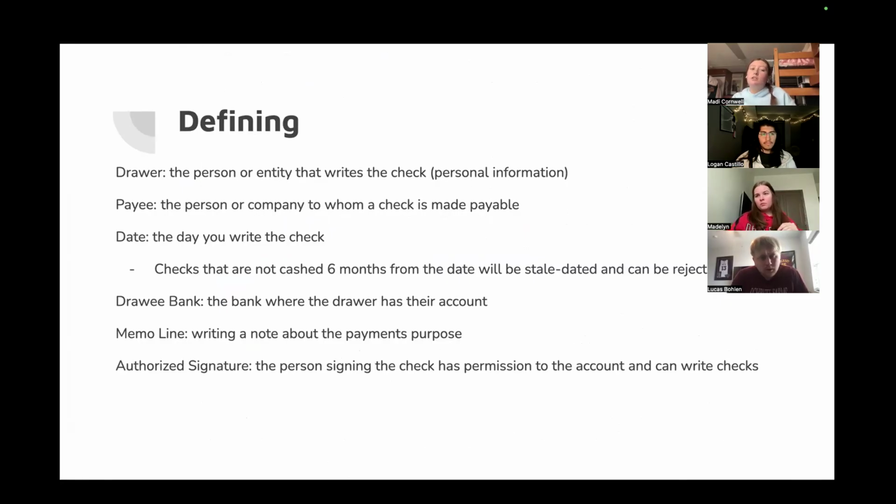Also, when you're dating your check, you need to make sure it's the date you write the check on. So do not do it for a future date because that could get you into some trouble and the bank would not cash it if it was a future date. The drawee bank is the bank where the drawer has their account. The memo line is for writing a note about the payment's purpose. The authorized signature is the person signing the check who has permission to the account and can write checks.